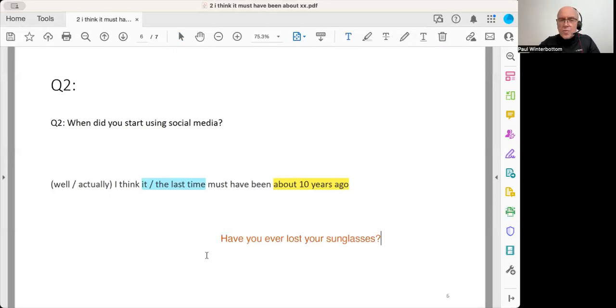Can you make cakes? Actually, I can, but not very well, and I don't like doing it very much. I think the last time must have been about 10 years ago, actually. So we can use this structure for many different types of things where we're asked, it doesn't have to be asking when, but you can see you can use it in answer to a lot of different questions. So think about that and make sure you can say that nice and easily. But we'll stop there.